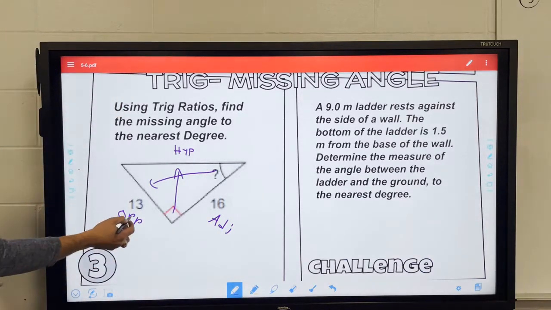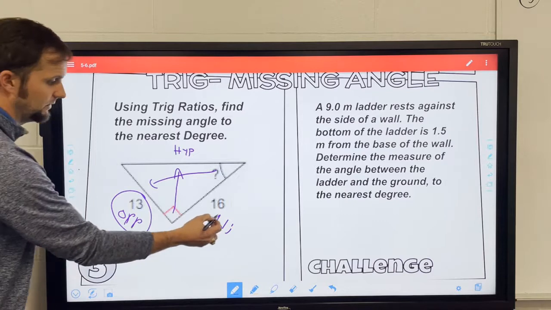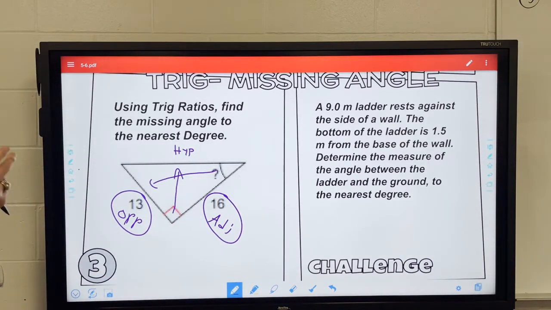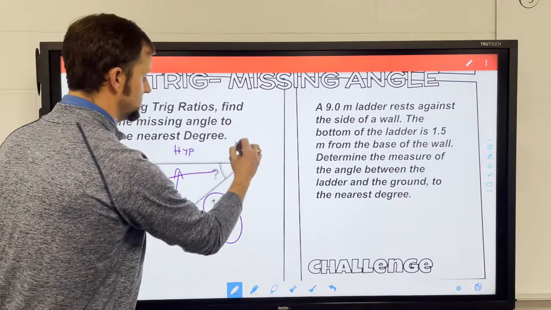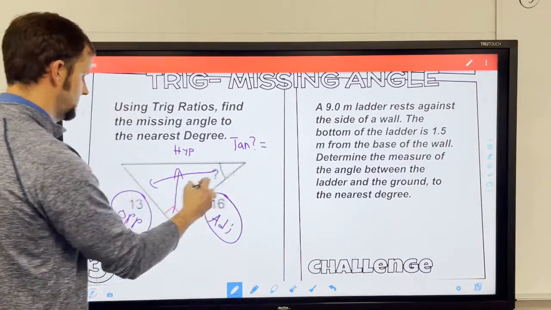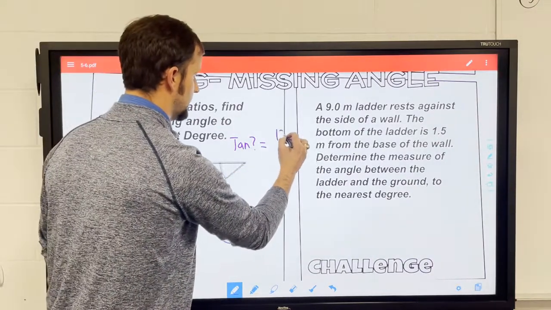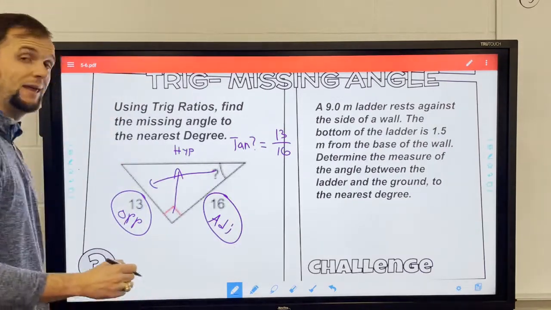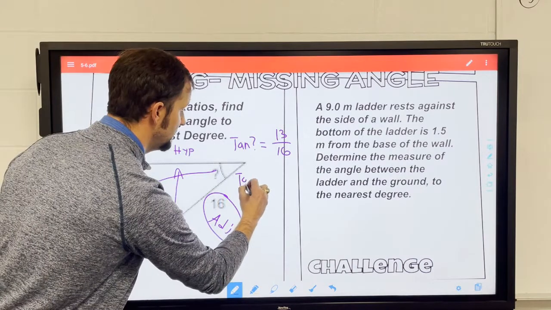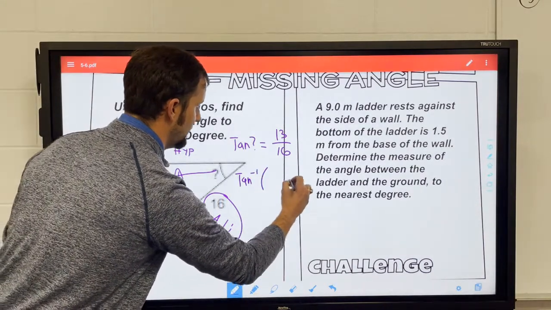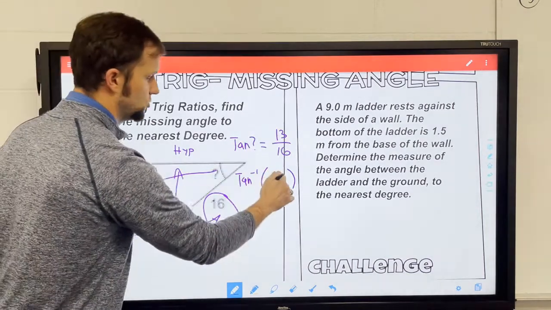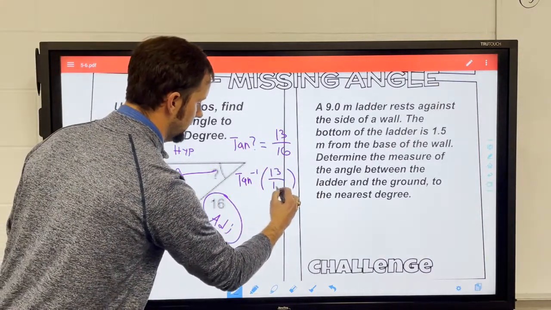So right now they've given me my opposite side. They've given me my adjacent side. So that means I'm going to be using the tangent ratio here. So the tangent of my question mark here is going to be equal to the opposite over the adjacent. So 13 over 16. And again, I'm trying to find my angle. So that means I have to use the inverse of tangent. And whenever I type that in the calculator, it's going to give you parentheses, and you're going to put that ratio straight into those parentheses and click enter.